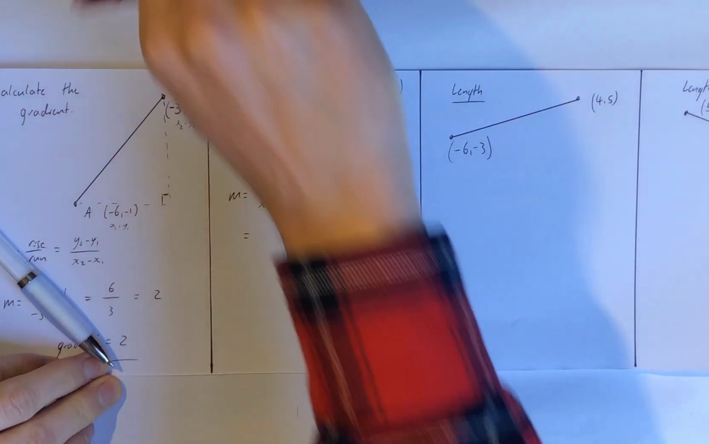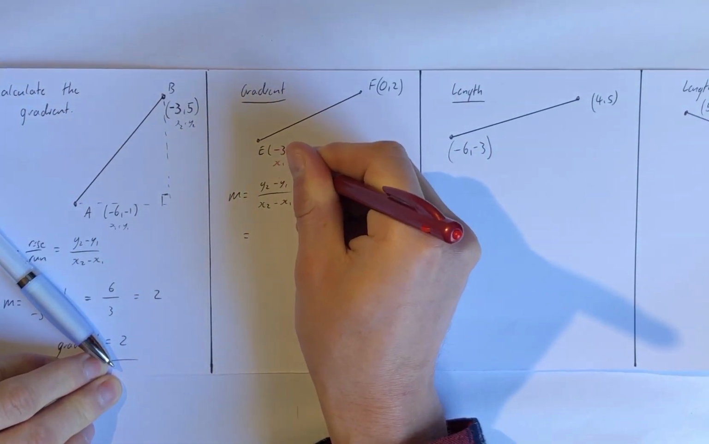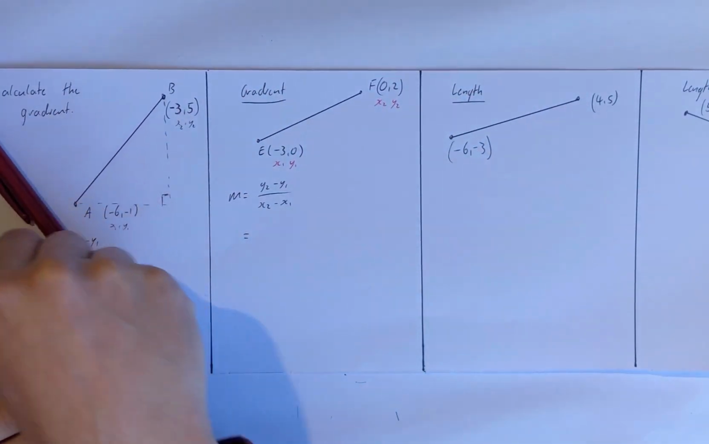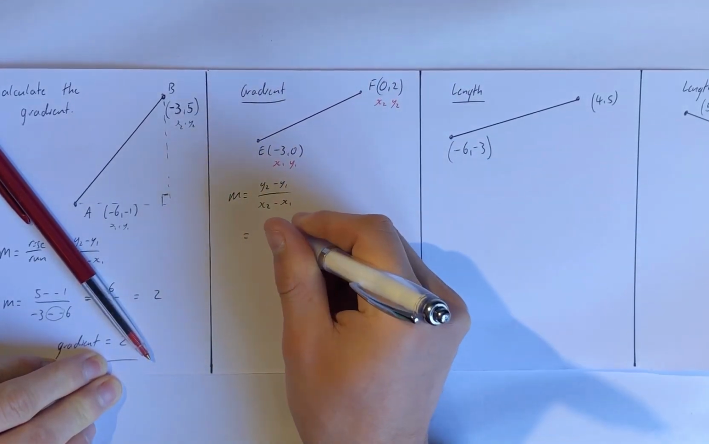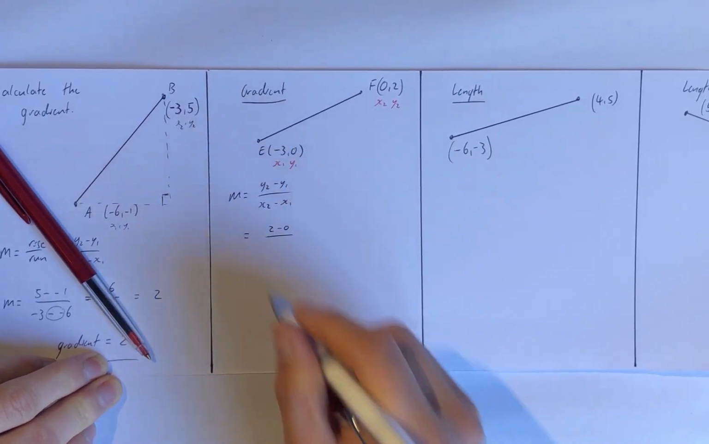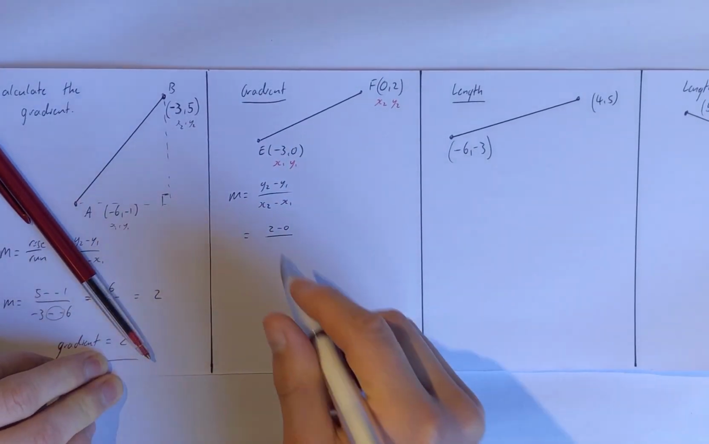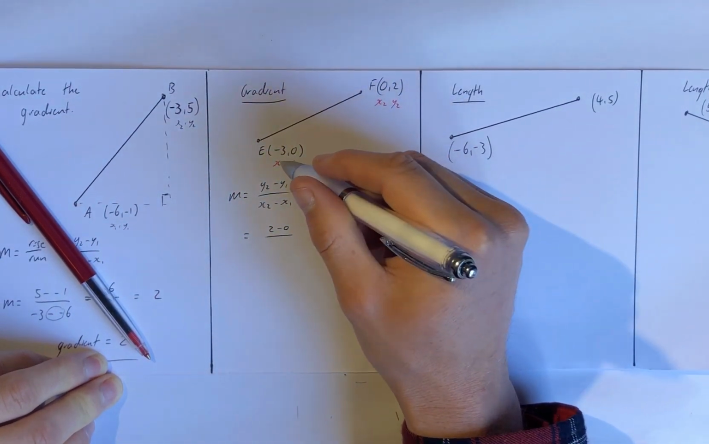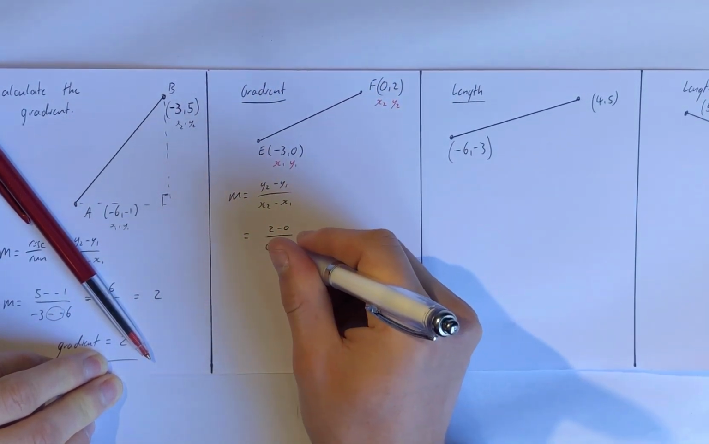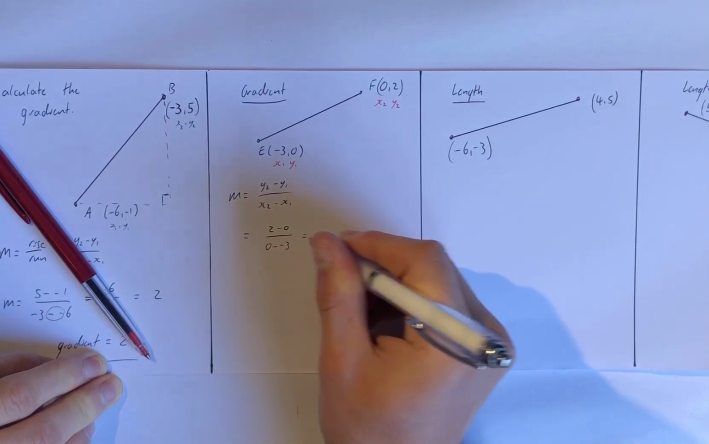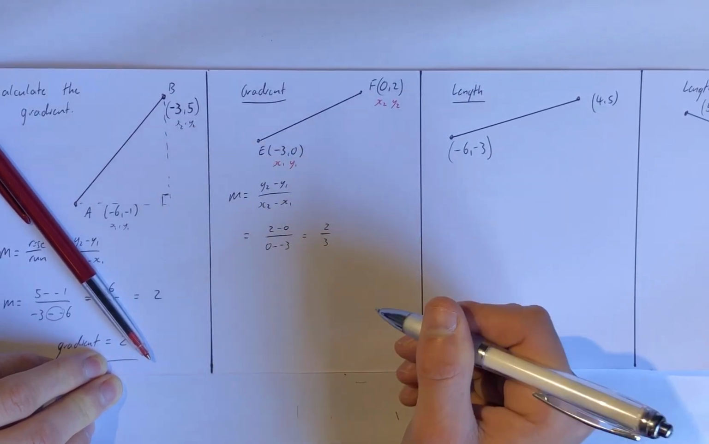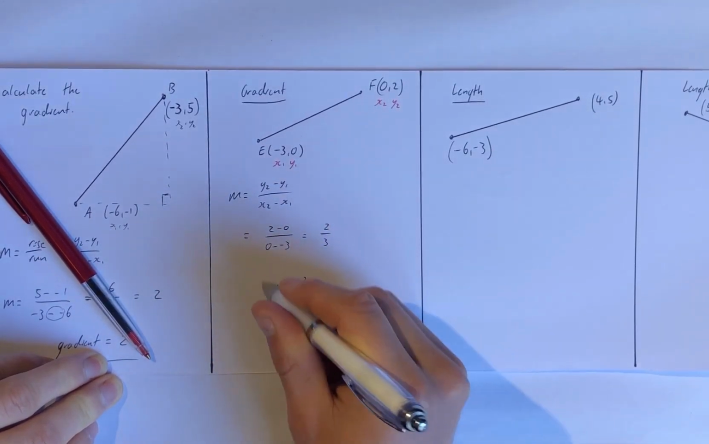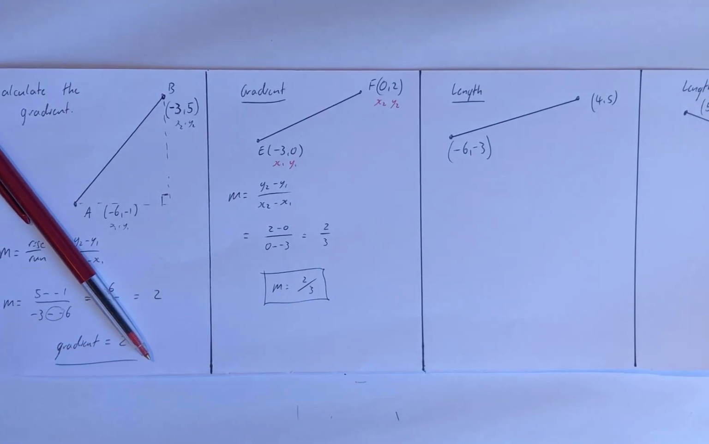And so where is that? So this is my x1, this is my y1. Here's my x2, and here's my y2. So 2 minus 0 over, I'm showing full working because I want to make sure I get all the marks. Now if I make an error, it can be tracked. And we have 0 minus negative 3. 0 minus negative 3. So that's going to be 2 over 3. We have a gradient of 2/3. Hopefully you got that.